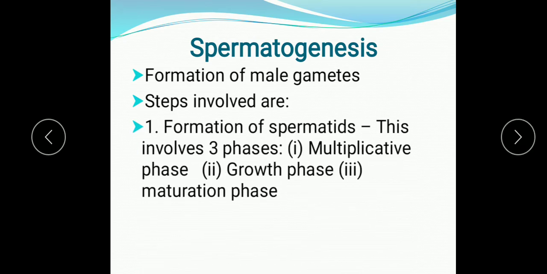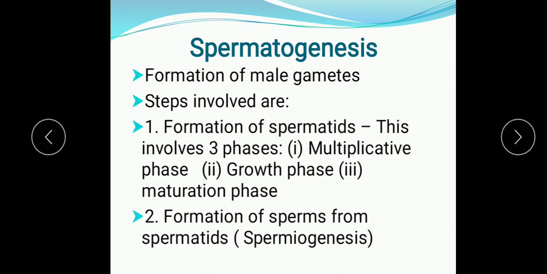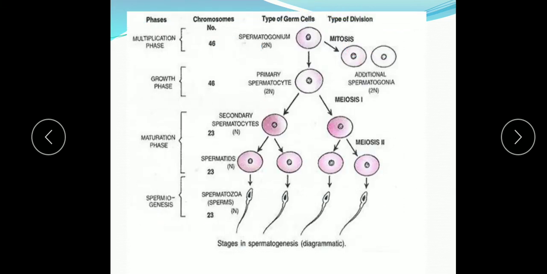What are the steps involved in it? There are two steps involved in spermatogenesis. The first step is the formation of spermatids. This process further involves three phases: the multiplicative phase, growth phase, and maturation phase. So we will study that in detail. The second step is the formation of sperms from the spermatids, and this process is known as spermiogenesis. So let me explain this in detail with the help of the diagram.